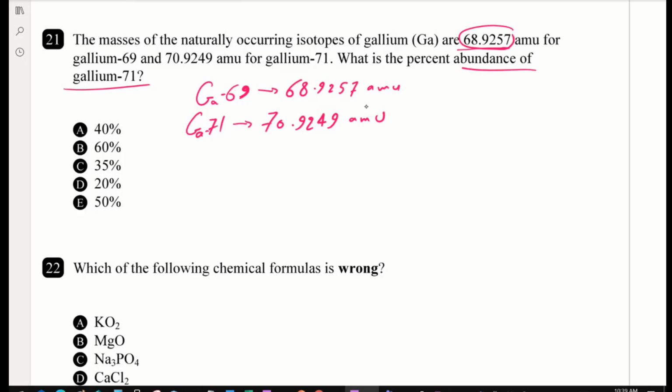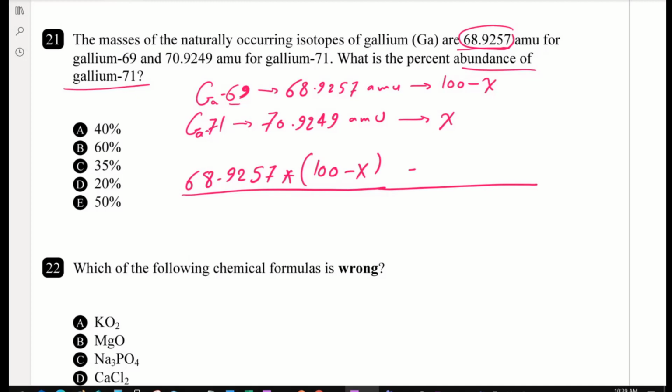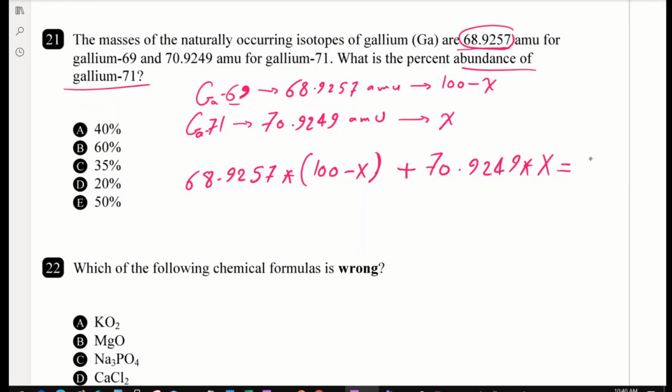What is the percentage abundance of gallium 71? I will assume this is X and the other one is 100 minus X. I will multiply each one times its abundance. So gallium 69 is 68.9257 times 100 minus X, plus the mass of the other one, 70.9249 times X. Each one times its abundance divided by 100, or if you don't like to divide over 100, it's up to you, but then X will be a fraction, so you will need to multiply it by 100 after you finish. It equals the average mass.